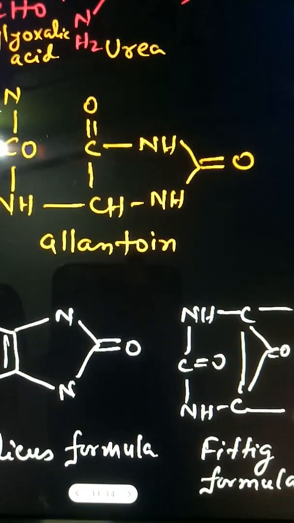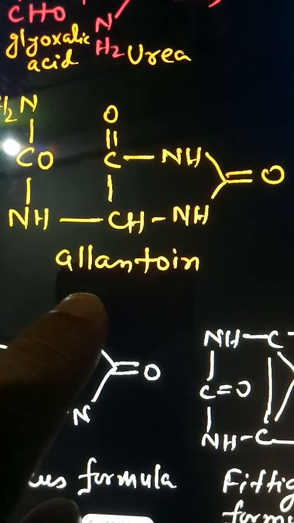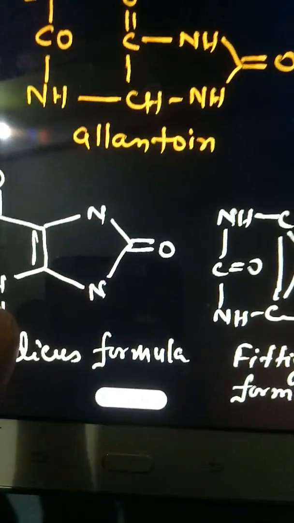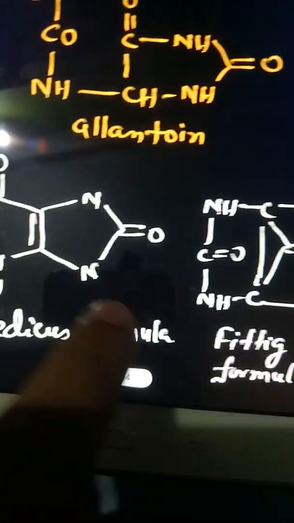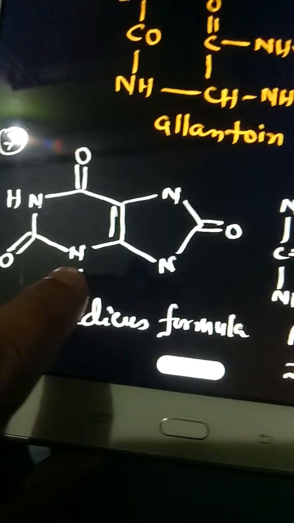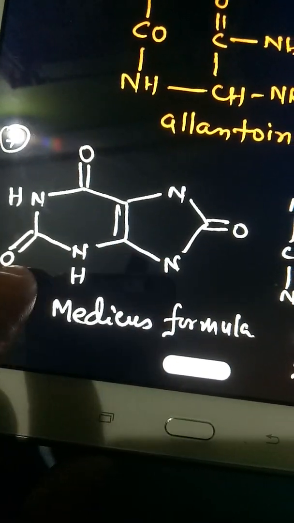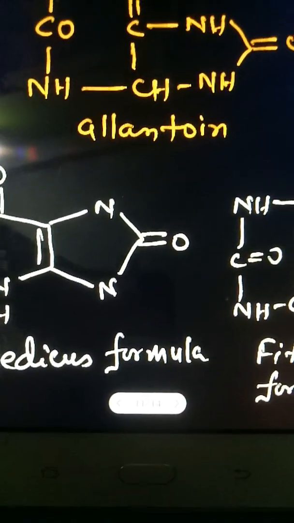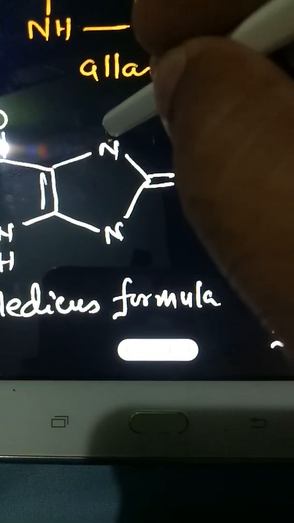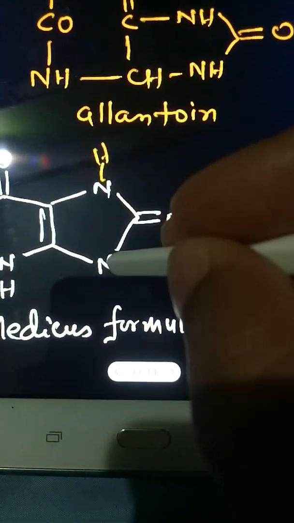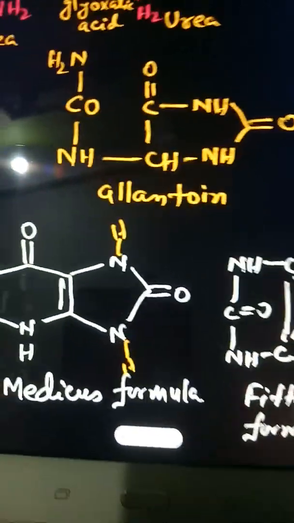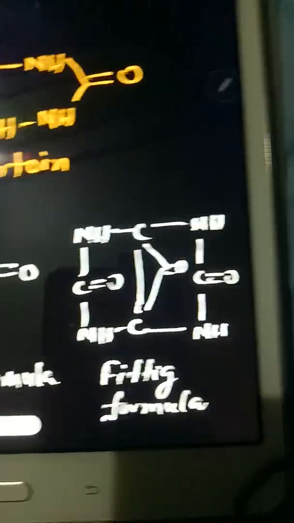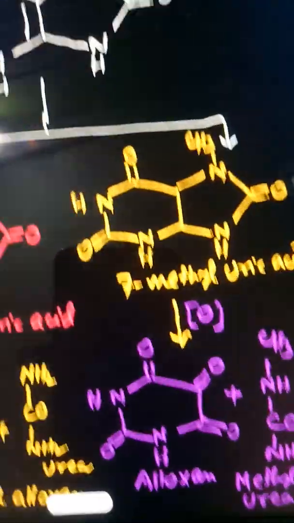From above observations, scientists concluded that the structure of uric acid must be either this or this. This is known as Medicus formula. You can see here 3 CO group, 4 NH group. Sorry, this should be 1 NH. I missed this one. This H is there. This should also be 1 H. Either this structure, Medicus, or this structure. This is fitting the formula. But this structure is supported by Fischer.